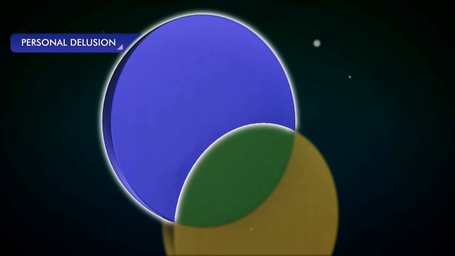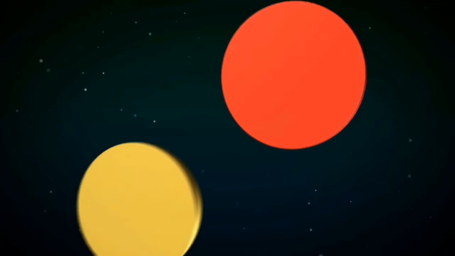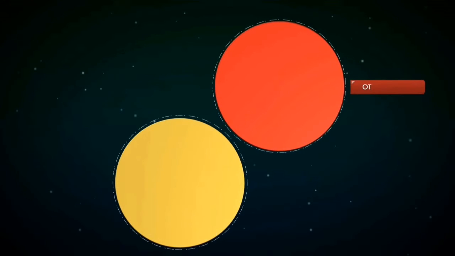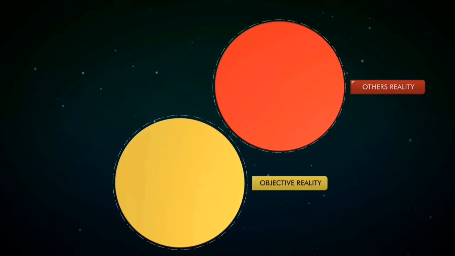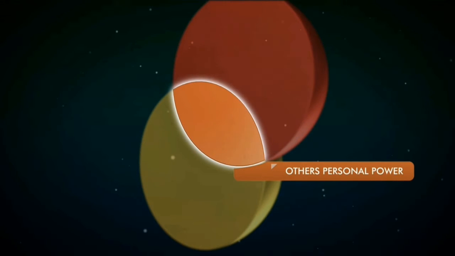Now, let's look at the red sphere in this diagram, the sphere of the other person's personal reality, or the other's reality. This is what your partner or another person thinks is true about reality. And again, let's see how that relates to objective reality. Where the other's reality overlaps with objective reality, that's the other person's personal power. This is where their understanding of reality actually fits and is consistent with reality as it really is. This is where they have personal power because they can make plans that are built in reality, and therefore when they act on them, they actually work.